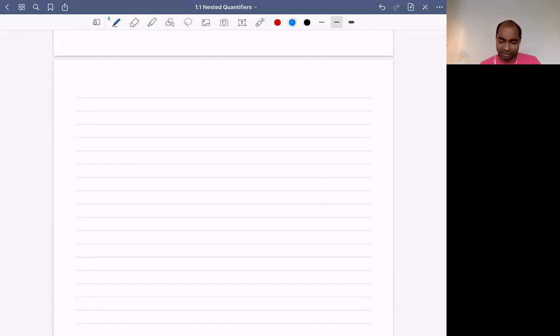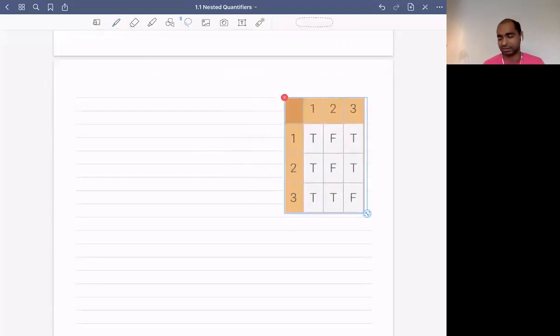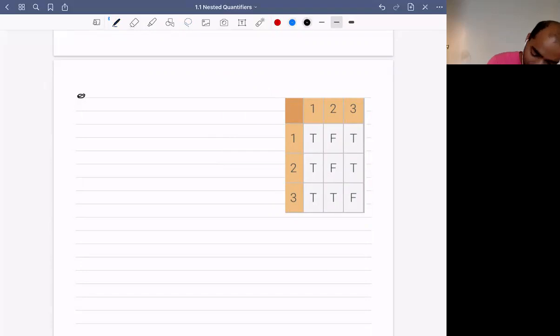Now, just one last thing in the book. This is not that common in mathematics, but we are doing it as a mental exercise. It's hard to do for all and there exists for large domains. So let us instead do this when the domain is very small. So in this question, we have a proposition P, which depends on two variables, x and y. This coordinate is x and this coordinate is y. And the domain is just 1, 2, 3.